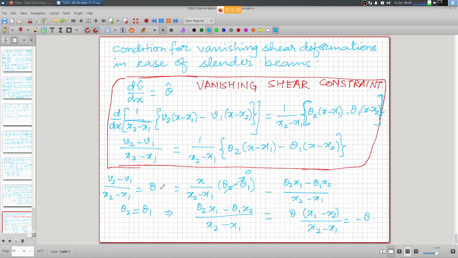Now under what conditions do we have this? Section rotation at both ends. Section rotation of node 1 should be equal to section rotation of node 2. How is this possible?